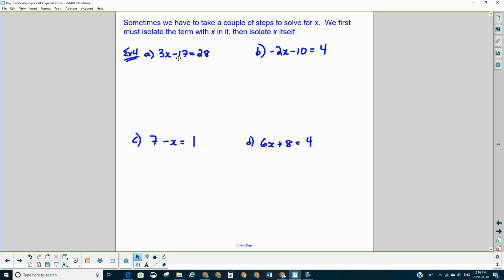So the first thing we have to deal with is this minus 17. We still do our opposite operations. We're going to add 17 to both sides. And 28 plus 17 gives us 45. And then we've successfully isolated for 3x. Now this becomes a question just like our warm-up question. One step, 3 times the number equals 45. Have to do the opposite operation, divide both sides by 3, and then we get x equals 15.